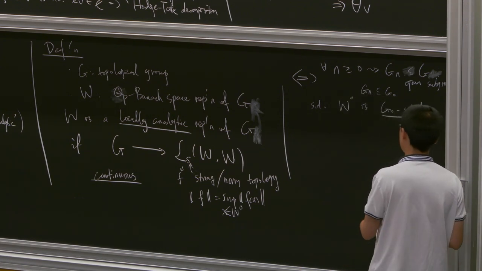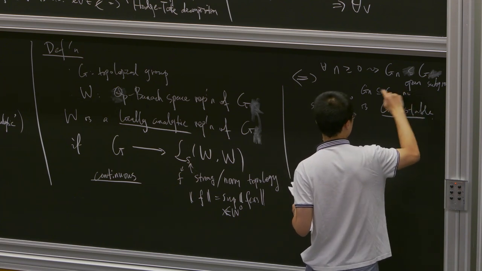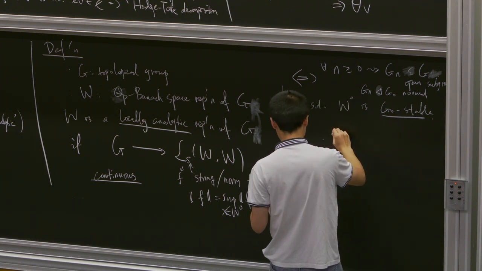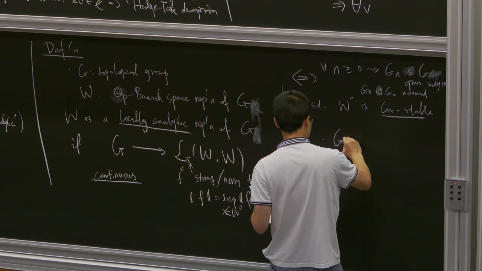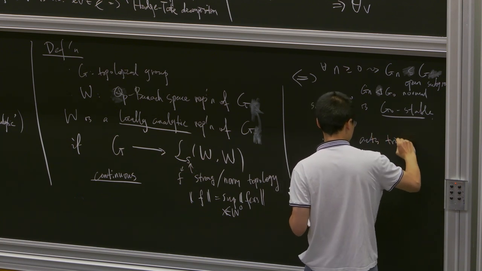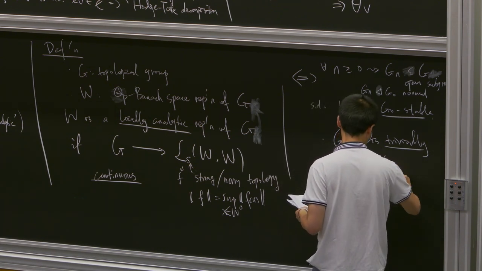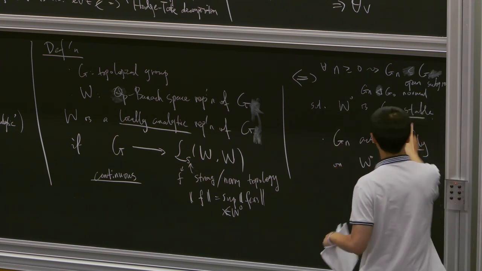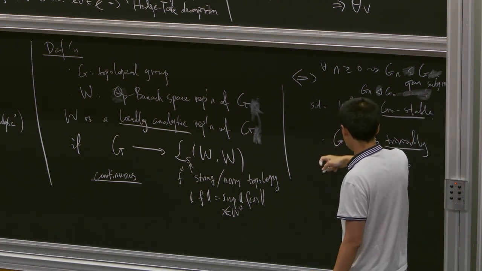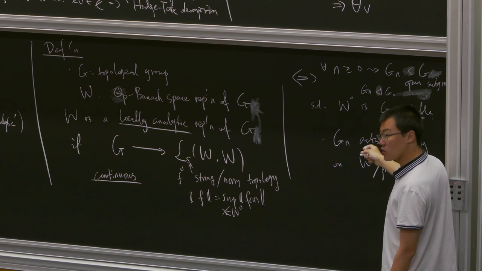There you can just restrict to G0. And in fact, this is a normal subgroup. And such that the action of Gn acts trivially on W0 mod p to the n W0. So another way to say this is that the action of G0 on this W0 mod p to the n W0 factors through a finite quotient.